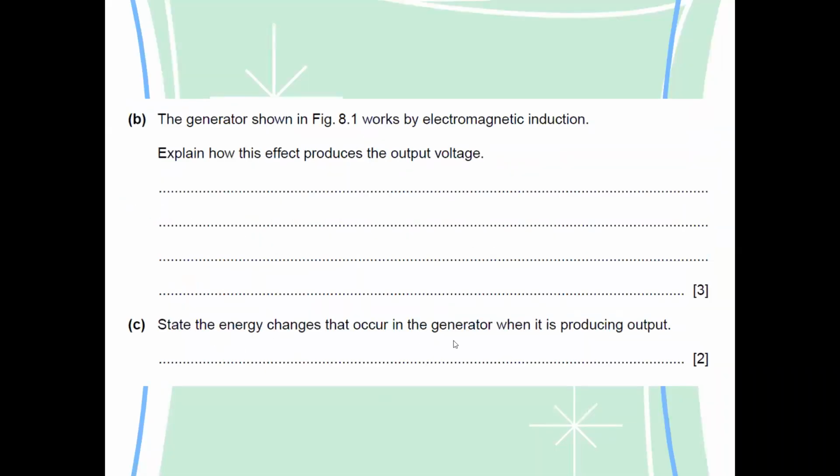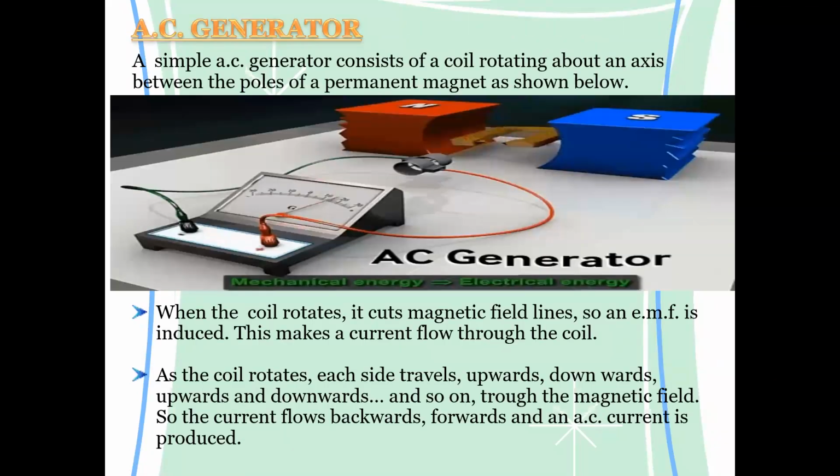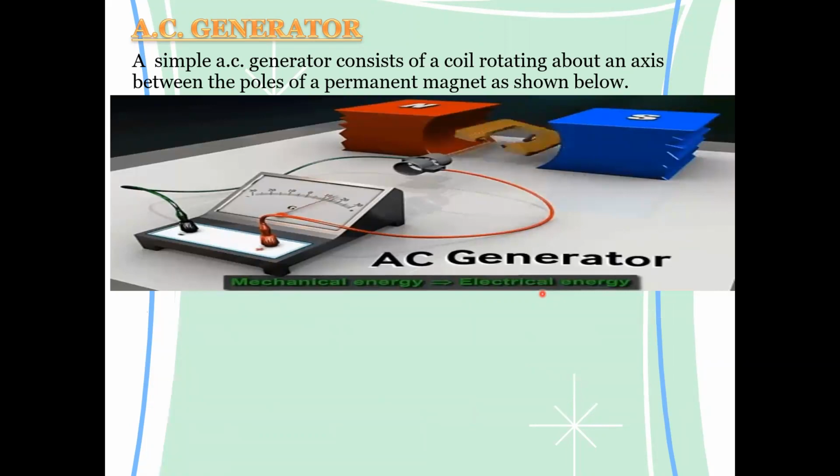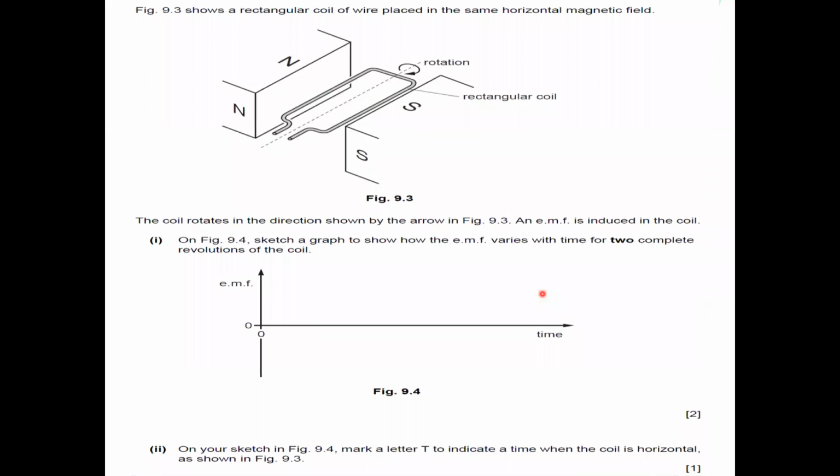State the energy change that occurs in the generator when it produces output. So what is the energy change? As you can see, we are rotating a coil. Whenever anything is moving, it will have mechanical, or I can say kinetic energy, and it produces the current. As a result, current is produced. So we call that electrical energy. So the energy transformation or energy transfer is from kinetic to electrical, or mechanical to electrical.